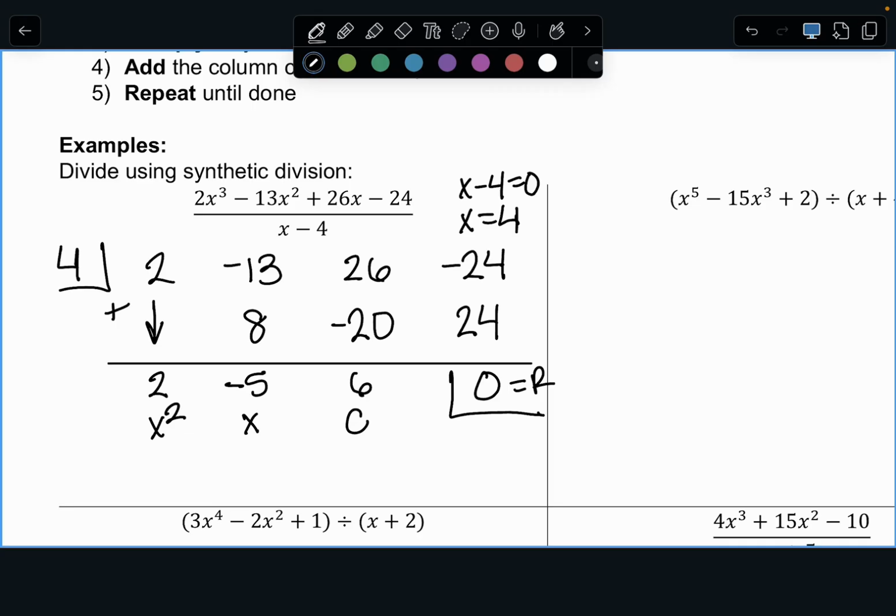So my answer, 2x squared minus 5x plus 6. And that's it. If I had a remainder, I would do the exact same thing with it that I did for long division. I would take my remainder and I would put it on top of the thing that I divided by.